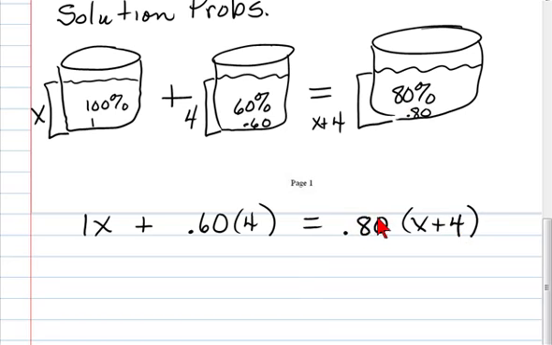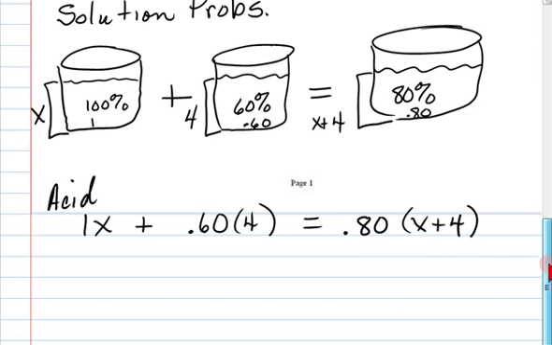So this is an acid equation. The acid in the first one, and it's all acid, plus the acid in the second one, only 60% of it is acid, added up gives you the acid in the last one, which is 80% times x plus 4. Now, physically, what did I do? I multiplied the inside number times the outside number.